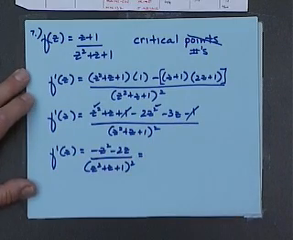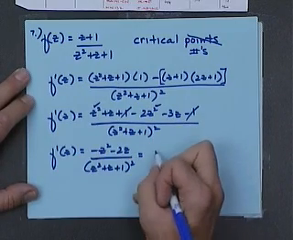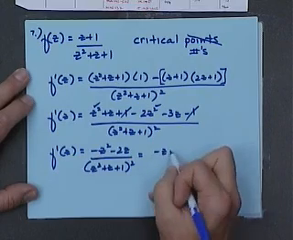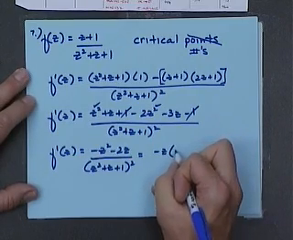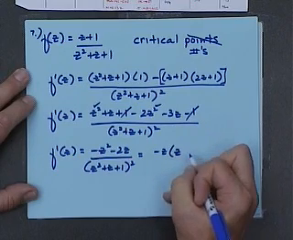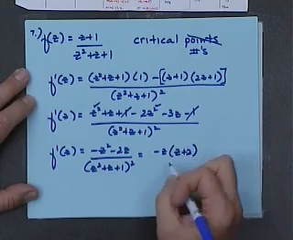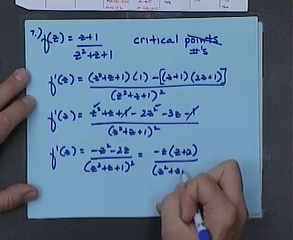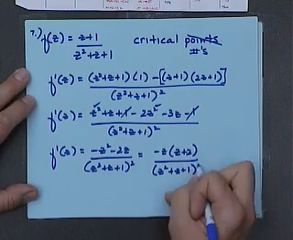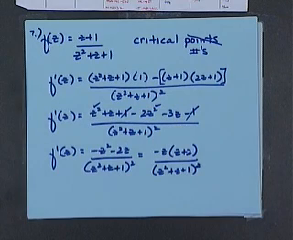We might want to factor the numerator. Factor out a negative z. And that leaves us with what? z plus 2. All right, so we have the derivative.